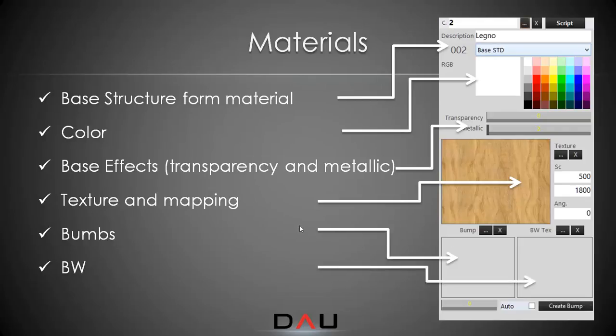In addition to the textures, we have the bumps, which are characteristics that create a relief in real time and an eventual black and white representation of the material or the texture. This is when we want a different representation of the material on the black and white printout. If not applied, a solid white color is used.